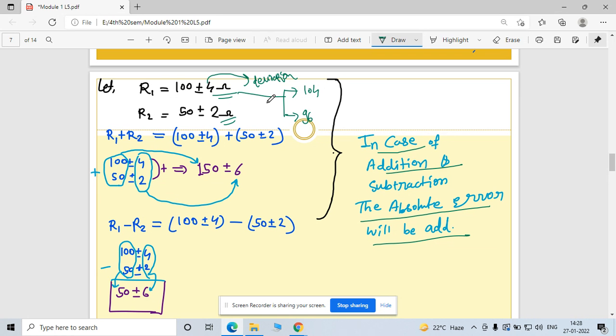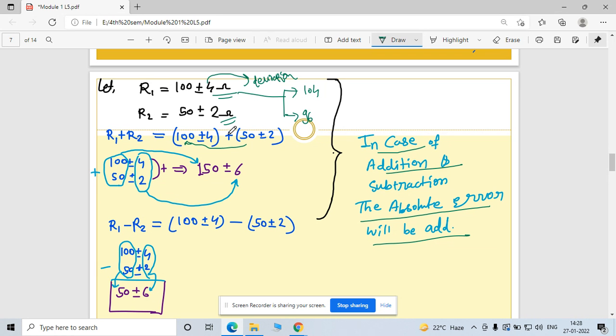Under this is your possible range of R1. So this error is defined in terms of ohm. If it is defined in terms of percentage, then you need to calculate in terms of ohm. Now I am adding these two readings. Simple. When you add or subtract, this is 100 plus minus 4 ohm, 50 plus minus 4 ohm.